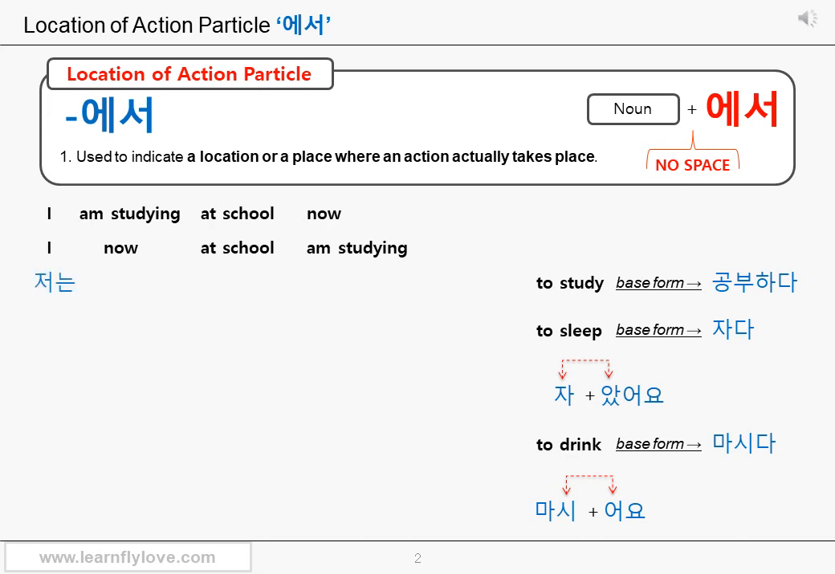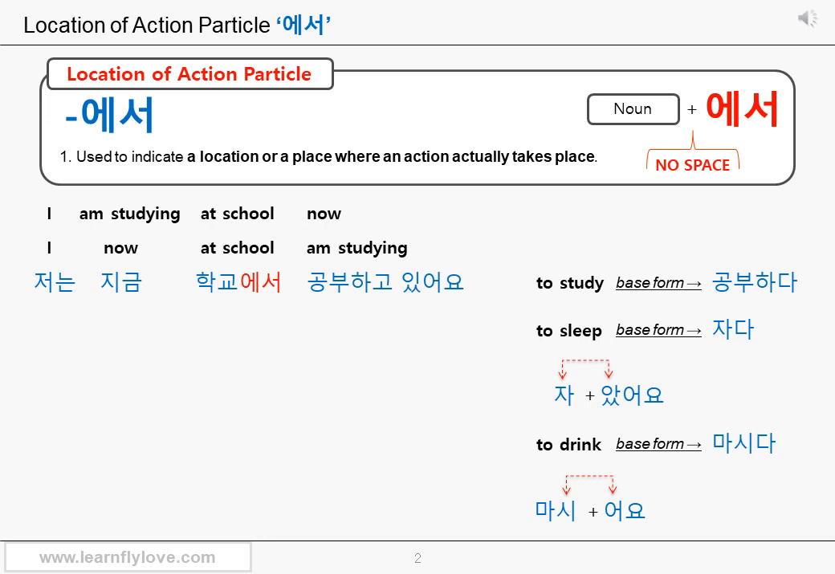I, 저는, or 제가, now, 지금. As I said, 지금 can be either a noun or an adverb. Thus, you cannot add the time particle 에. At school. School is 학교 in Korean. 학교 is the place where the action studying is taking place. So you add a location of action particle 에서 to 학교. 학교에서. At school, 학교에서. Am studying.